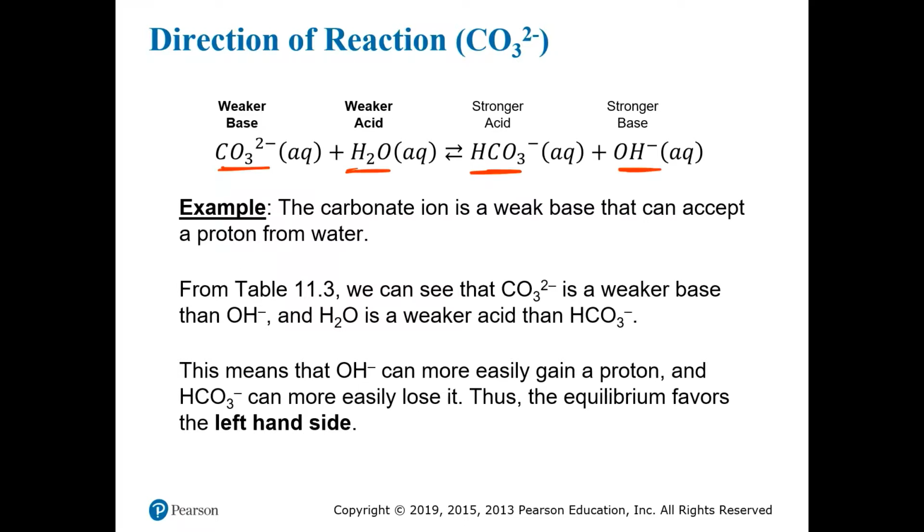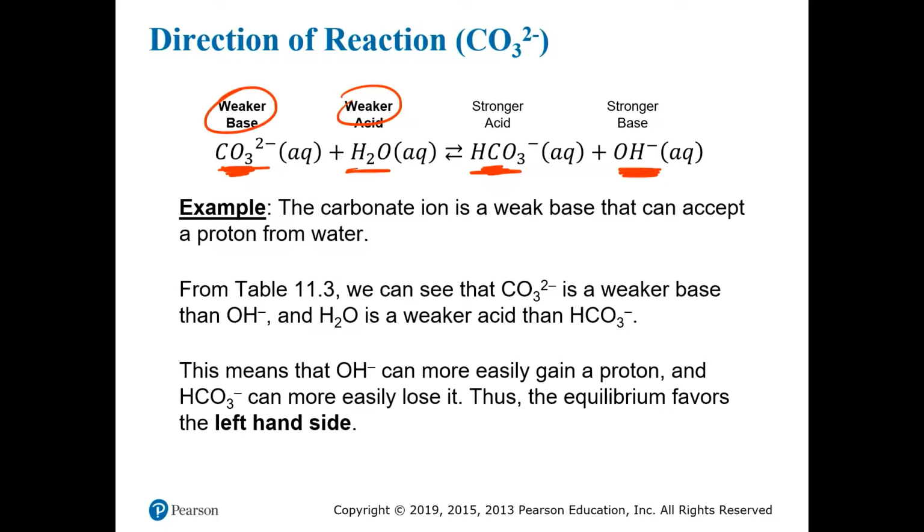So if we look at the acids, we have water behaving as an acid on the left-hand side, and HCO3- behaving as an acid on the right-hand side. We can look at table 11.3 and we find that HCO3- is going to be higher up than H2O, and so HCO3- is the stronger acid. Water is the weaker acid. We can also look at the bases and we find that hydroxide ion is a stronger base than the carbonate ion, CO3 2-. That's because OH- is further down on that table than CO3 2-. That makes CO3 2- the weaker base.